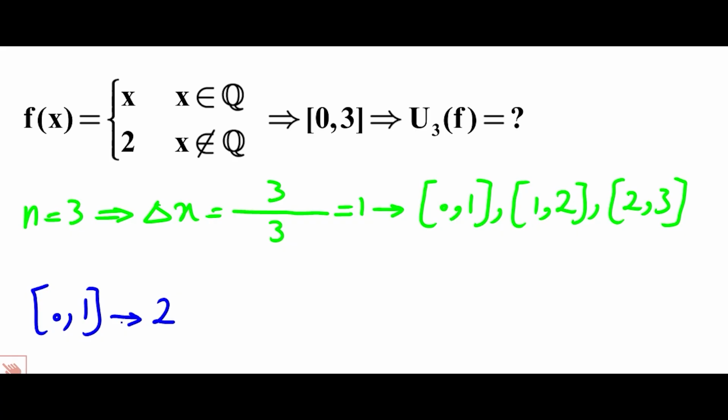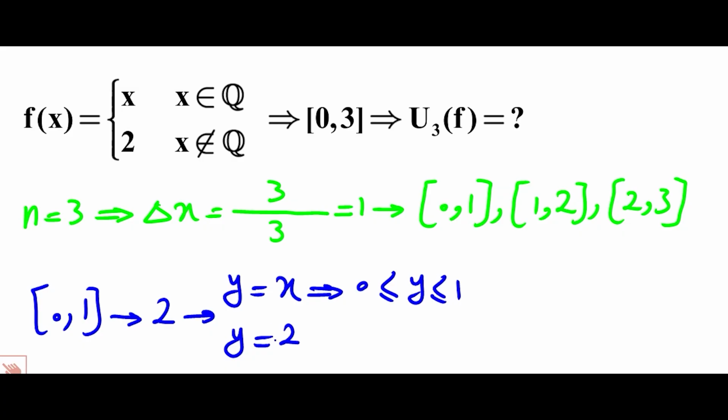But why? When we compute the upper sum, we need to find the maximum possible value in each subinterval. So you should ask yourself, in this specific area, which graph is higher? We have y equals x and y equals 2, right? And as you know, x is between 0 and 1, so y is between 0 and 1 and y is 2, so the maximum value is 2, right? f is 2.